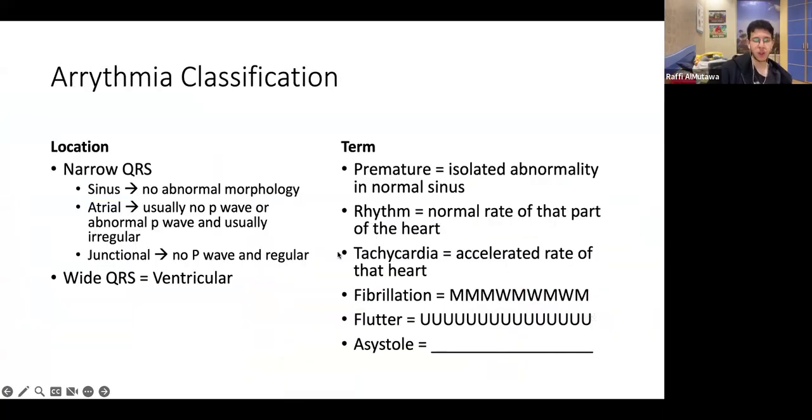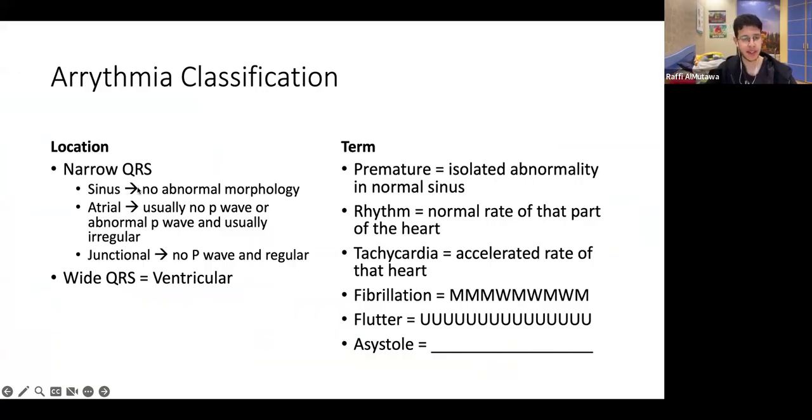Okay, how does this lecture want you to remember arrhythmias? Basically, you need to know two things. First of all, the location, and the second thing is the terms that we can use. If the QRS is narrow, that means it's not in the ventricles. So wide QRS means ventricles. Narrow QRS, it could be sinus, it could be atrial, or it could be junctional.